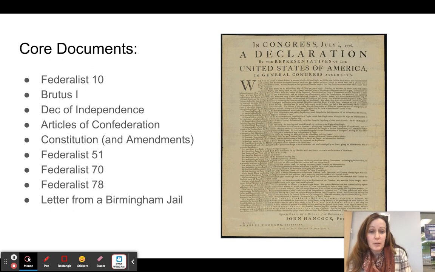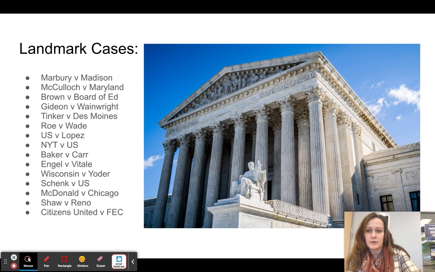We also learn about Brutus and his writings as an anti-federalist and why he found some parts of the Constitution concerning. And then we jump ahead in time to the 1950s and 60s and the civil rights movement, and we read Letter from a Birmingham Jail and how Dr. Martin Luther King embraced many of those ideals that are expressed in the Declaration and protected with the Constitution.